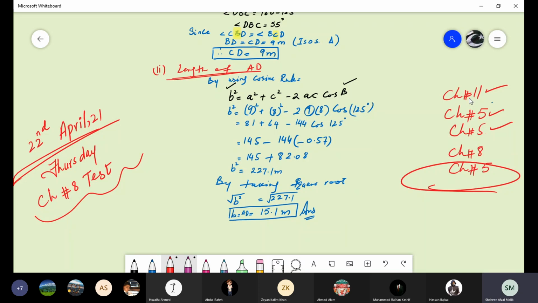And it is not like what we have already done. I took your tests of profit and loss and percentage increase and decrease separately, and simple and compound interest and money exchange separately. No, it will be a test of the whole chapter. Okay, it will be a test of the whole chapter, and this chapter 8 test is also a whole chapter test.